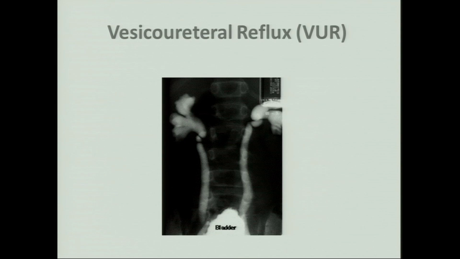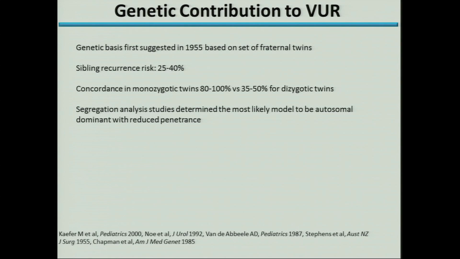So I was going to talk a little bit about vesicoureteral reflux, or VUR, which was part of my research project as a fellow and as a junior faculty in New York. I looked at vesicoureteral reflux, and similar to CAKUT, a genetic basis was seen initially in 1955 in VUR based on a set of fraternal twins.